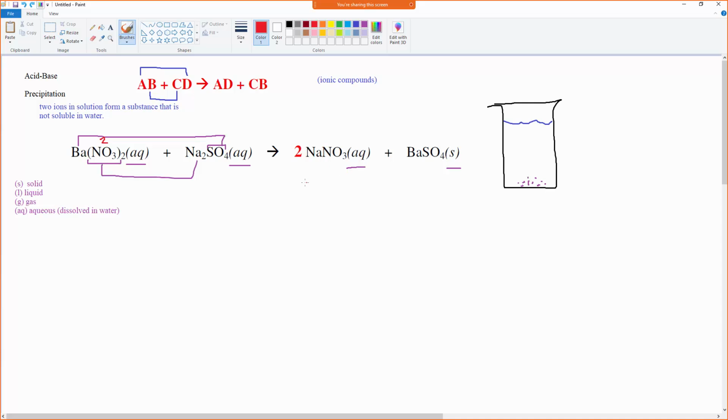All right, this is very important. You have 2 nitrates here because the barium is +2 charged and the nitrate is -1 charged. So you have to have 2 to balance it.